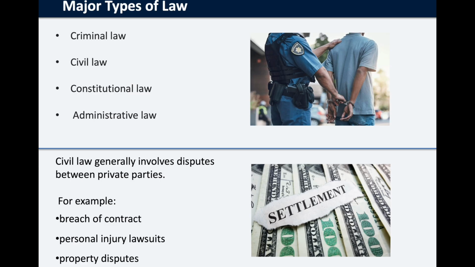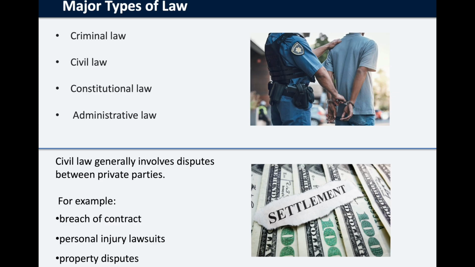So moving into the major types of law, the American legal system contains multiple different categories of law which each serve different purposes. Criminal law is probably the one you guys are most familiar with from pop culture alone, but the government prosecutes individuals accused of violating criminal statutes. So punishments may include different fines, probation, or imprisonment, such as jail or prison. Civil law generally involves disputes between private parties. Common examples of civil law would be things like breach of contract, negligence, personal injury claims, or property disputes.